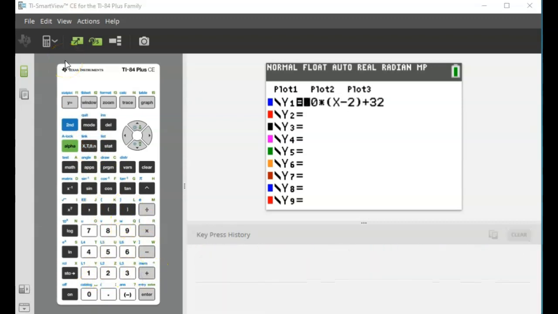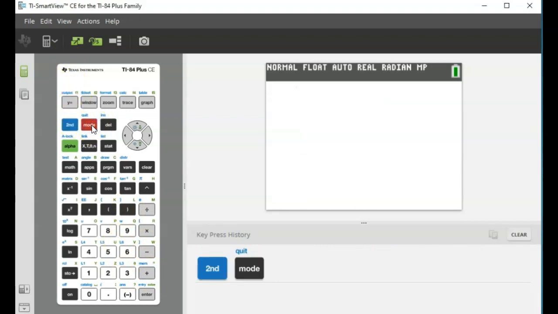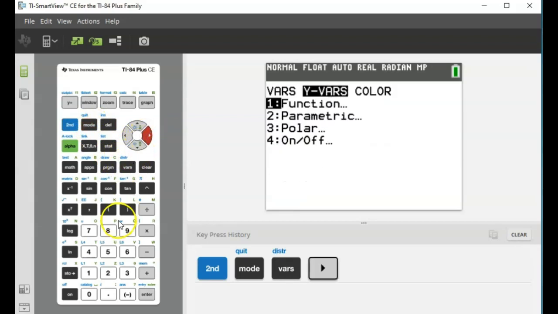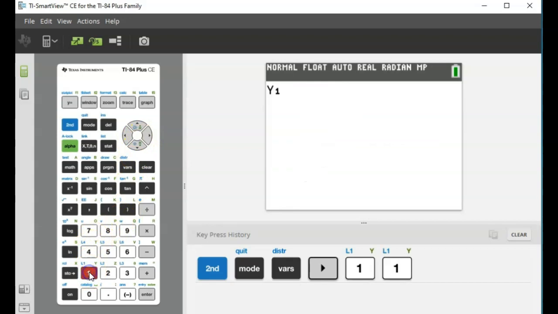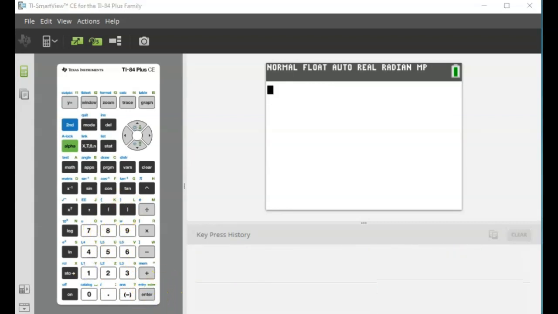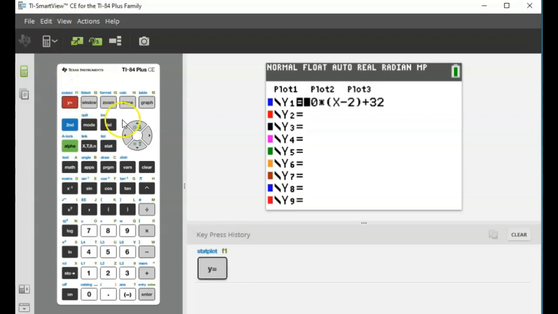To return to the main screen, we press second quit. And now to find our approximation: vars, y vars, function, y1, open parenthesis, 2.01, close parenthesis, enter, and we get 32.8. Now we will enter our original function for y2 so that we can calculate the error. Y equals, down arrow to y2, x to the 5th, enter.